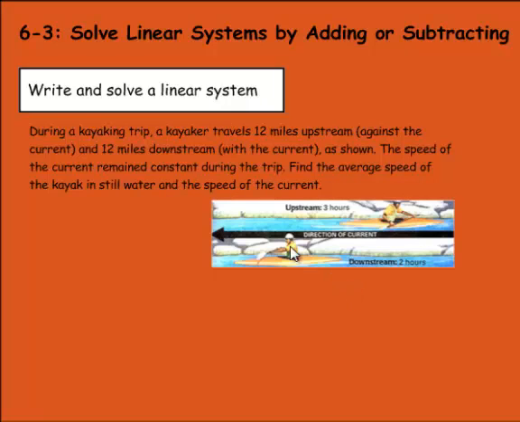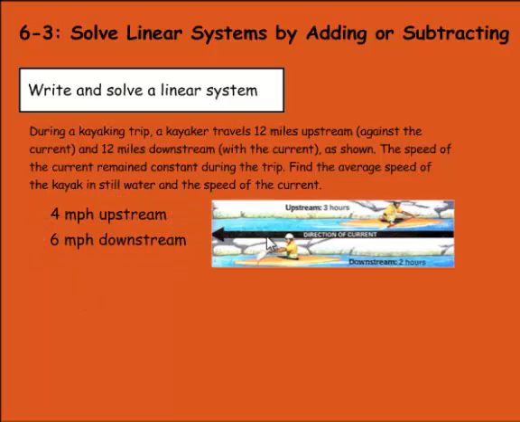We need to know the speed of the kayaks heading upstream and downstream in order to make this work. Remember, speed is the distance traveled over time. So 12 miles divided by 3 hours. 12 divided by 3 would be 4. So 4 miles per hour upstream. And then 12 miles in 2 hours would be 6 miles per hour downstream.